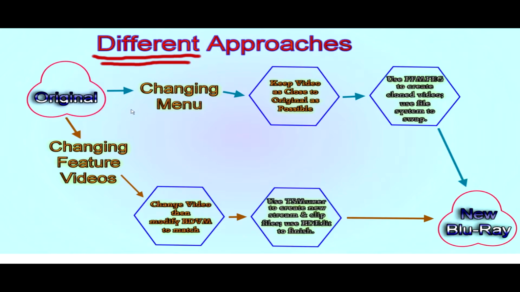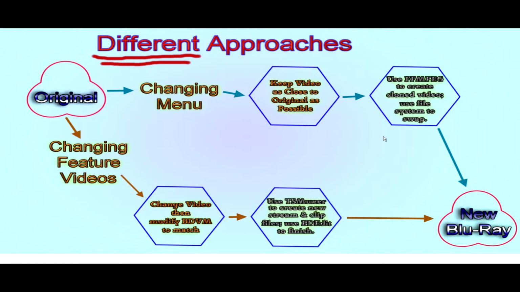With changing the menu, it's just the opposite. I'm going to say that again. With changing the menu, it's just the opposite. What we're going to try to do is keep the video as close to the original as possible. And I use FFmpeg. There's different ways to do it. But what you want to do is create a cloned video, just use the file system to swap, leave everything else the same, and that gives you your new Blu-ray.